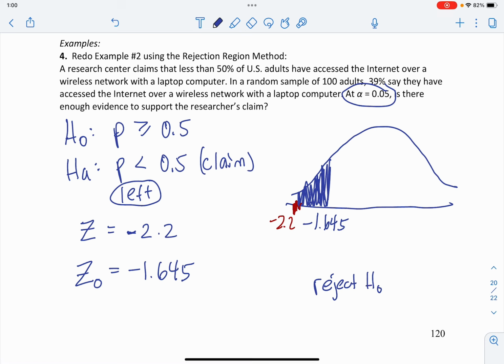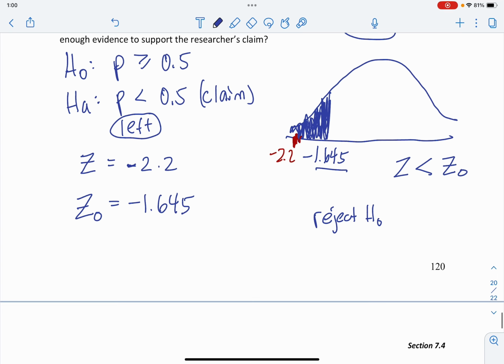Right? Or the way MyLab I think sometimes says it is reject when the Z is less than Z sub 0. Right? Because here these are all values that are less than the Z sub 0, which is the negative 1.645. And then your conclusion is going to be the same, right? HA is the claim, reject, so sufficient to support. And we've done a lot of those, so hopefully that is making sense how to make the final conclusion. There is sufficient evidence to support the claim.